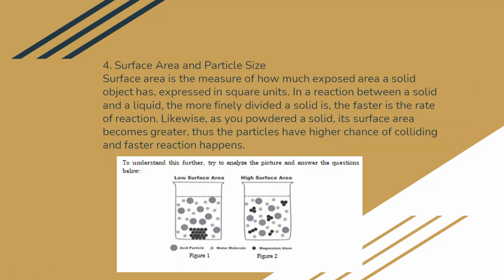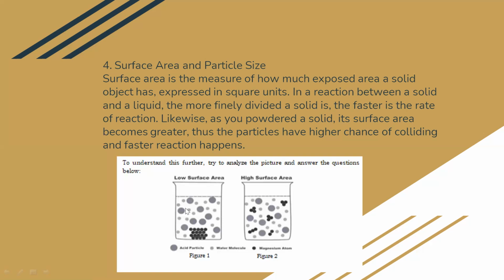So we have figure one and figure two. We have an acid particle, a water molecule, and a magnesium atom. Again, the big one here is the acid particle, the smaller dot is the water molecule, and the block is the magnesium atom. Here, the magnesium atoms are compressed in one area, while here the magnesium atoms are scattered across the area, as well as the water molecules and the acid particles.